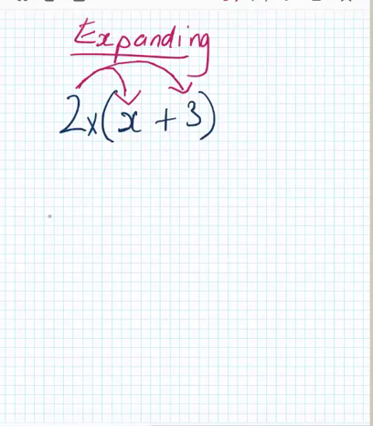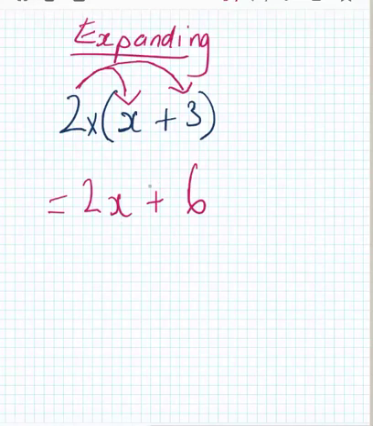So 2 times x is just 2x, and what I'll do is I'll put the plus down, and 2 times 3 is 6. And just double check, can we add 2x plus 6? No, we can't. There's a plus here, not a times, and we don't have an x sitting here, so it's 2x plus 6, we stop there.